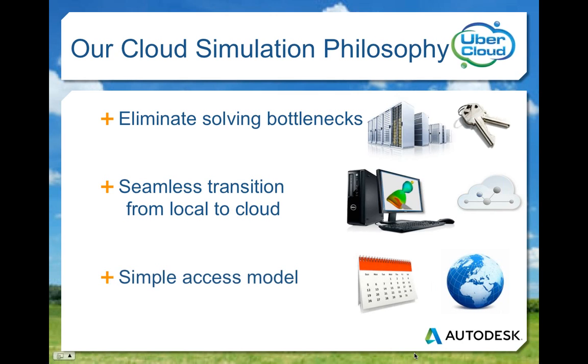And then the third one is we want to make access really simple and predictable. So our plans for these products give you access for a fixed amount of time. You can travel wherever you want, use it as much as you want locally, and then whenever you solve in the cloud, there's just a flat rate for each simulation. And like a phone plan, we give you a certain amount included as part of your plan, and if you need more than that, you can always buy more as you need it.